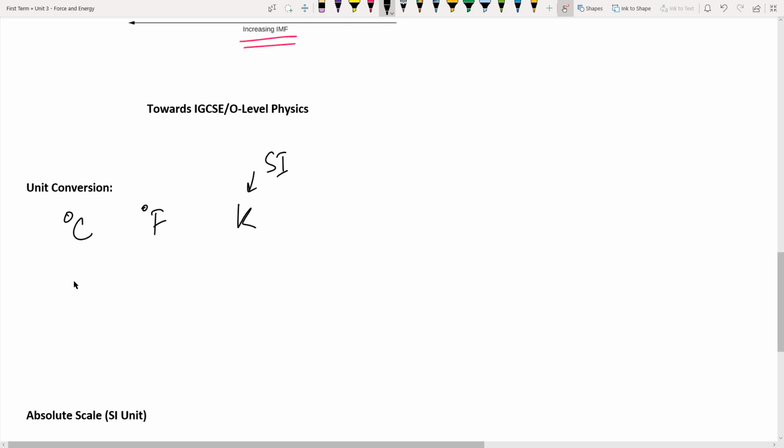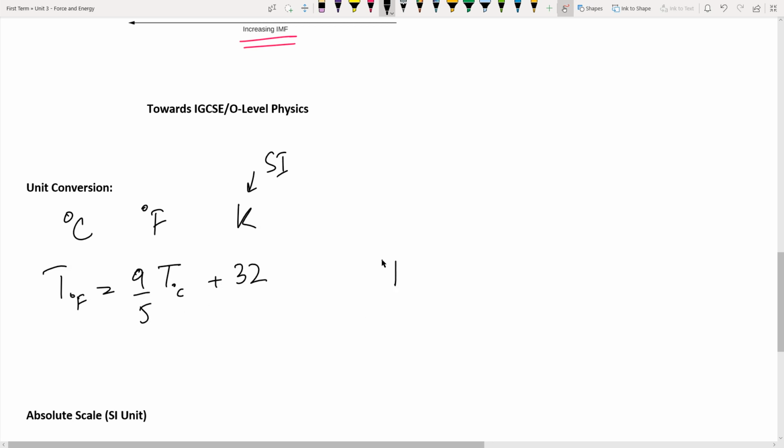So when we talk about these conversions, any temperature, right? I'm just going to write, temperature in degree Fahrenheit is going to be equal to temperature in degree Celsius times 9 by 5 plus 32, right? So that means, whatever the temperature you have in degree Celsius, you need to multiply by 9 by 5, which is a conversion factor, plus 32 to get the temperature in degree Fahrenheit.